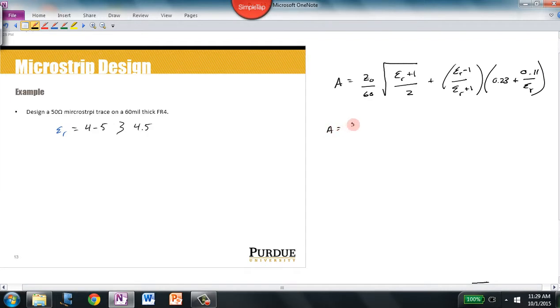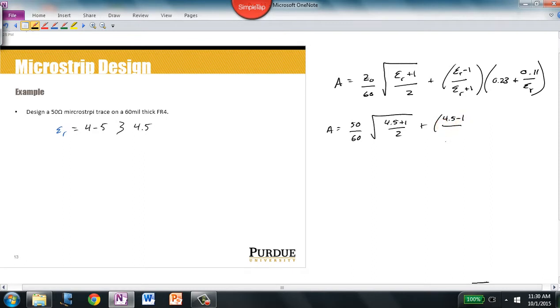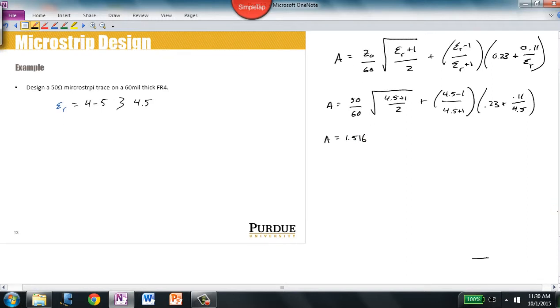So A is going to be 50 ohms divided by 60 times the square root of 4.5 plus 1 over 2, plus 4.5 minus 1, we need to divide that by 4.5 plus 1, and multiply that by 0.23 plus 0.11 over 4.5. And that gives us a value of A of 1.516.